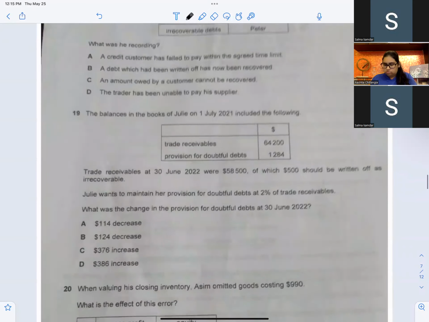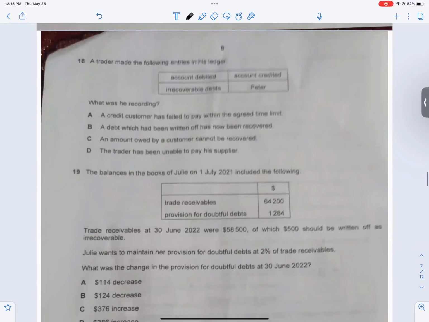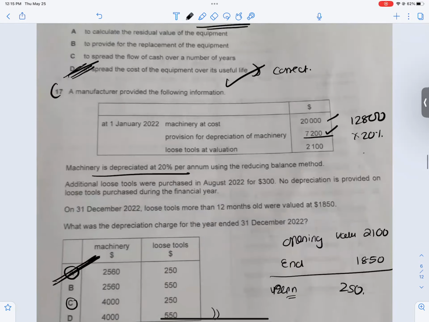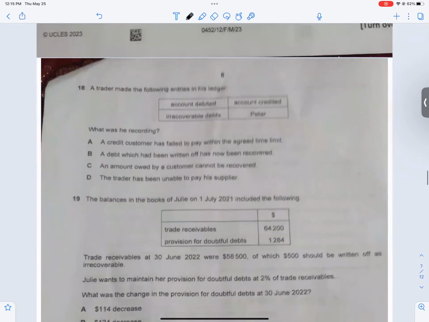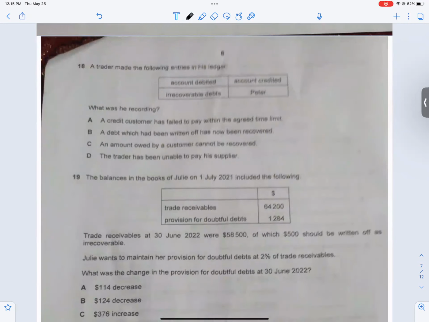So we are doing the Feb March 2023 paper, and we are starting from sum number 18. Read clearly and properly. Okay, start.